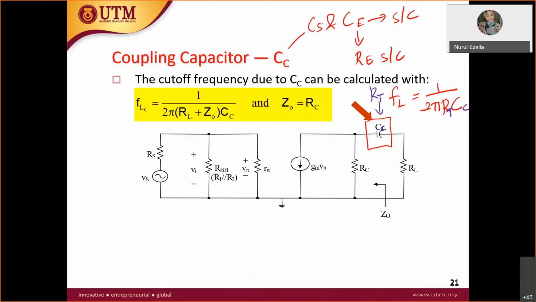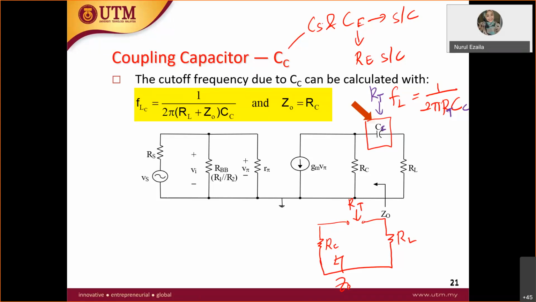All right, so this is how it looks. If we draw the circuit, it will be like this. You have RC, and then here you have your RL. Whatever resistor you see from this node. Since they put Z out, I want to put Z out too. So Z out is equal to what?